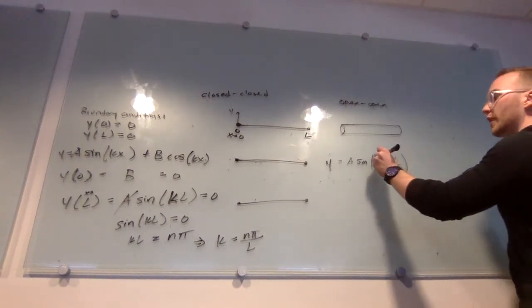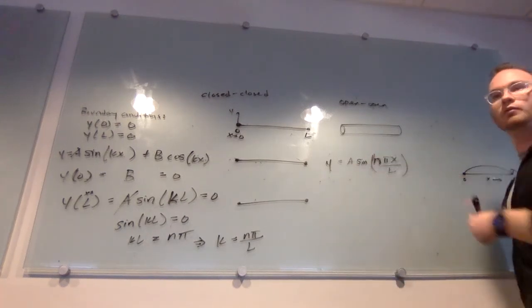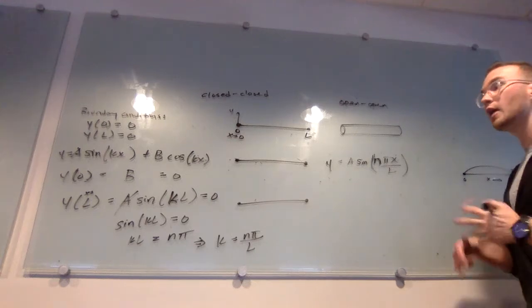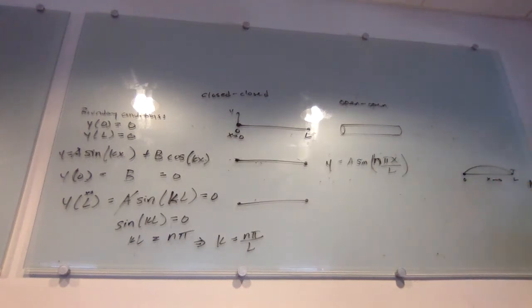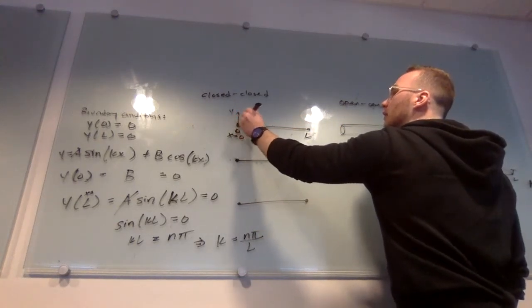So let's start with n equals, the obvious one would be n equals 0, which just gives 0, and that's kind of boring. The important part, though, is that it actually does solve the wave equation. The wave equation is solved for the wave 0. It's just not interesting. If we put n equals 1, we get what? Well, it's sine of pi x over L.